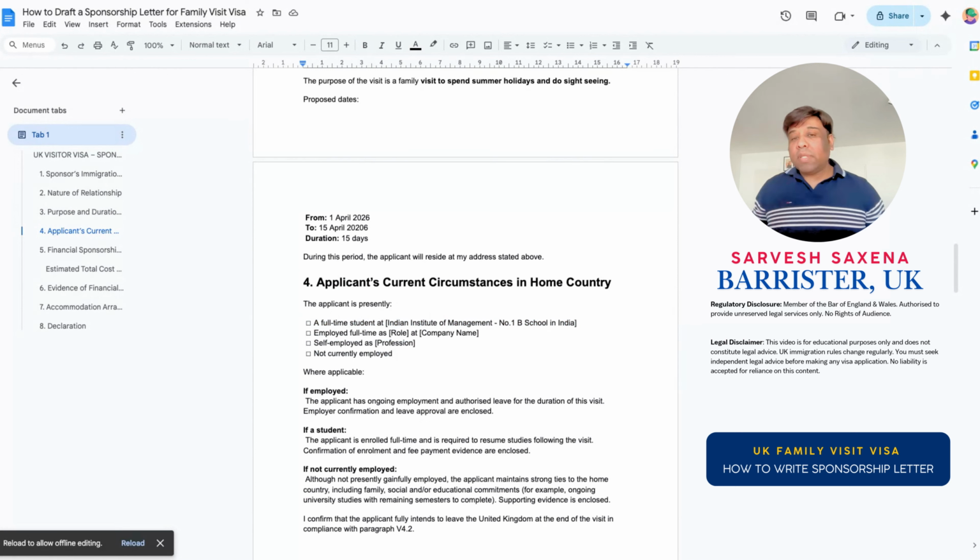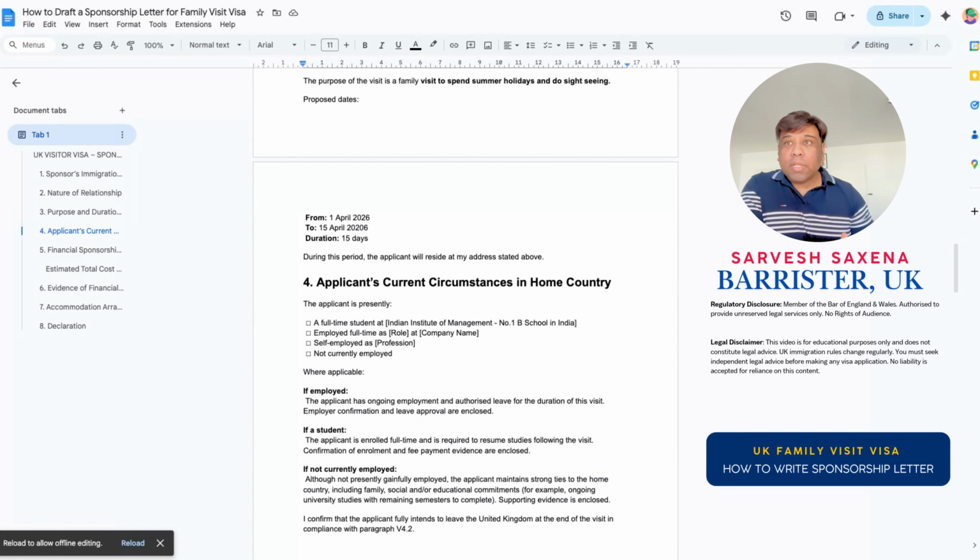If you're not employed, for example, you could be 14 years old or you could be 15 years old, and you're not currently employed. So you should say the applicant is not employed, he's a minor, he's right now in school, and here's the proof of admission in the school. Now, if you're employed, then you should provide: the applicant has ongoing employment and authorized leave for the duration of this visit. Employer confirmation and leave approval are enclosed. Now, why I'm saying this is that you could be falling under one of those circumstances, that you could be a working professional or you could be not a working professional.